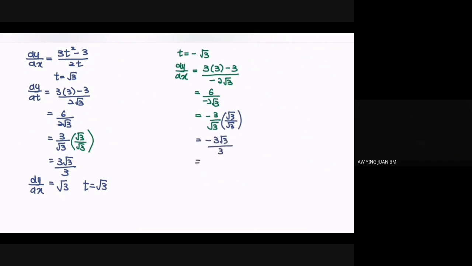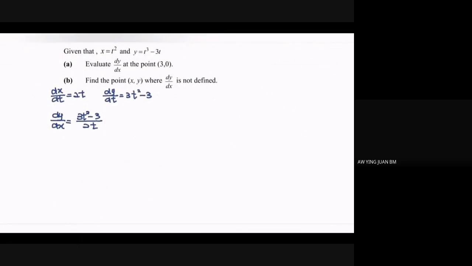So now we are going to find the dy dx when t is equals to negative square root of 3. So if the t equals to negative square root of 3, the dy dx will be equals to 3 bracket 3 minus 3 over negative 2 square root of 3. So we will have 6 over negative 2 square root of 3 equals to negative 3 over square root of 3. Again, we have to rationalizing the denominator, multiply with the conjugate, where the conjugate is square root of 3. So we will have negative 3 square root of 3 over 3. Finally, the dy dx will be equals to negative square root of 3 if the t is equals to negative square root of 3. Now we are going to discuss b.